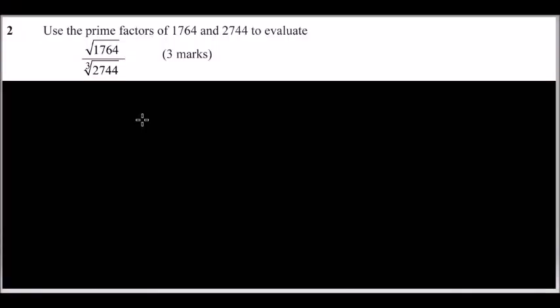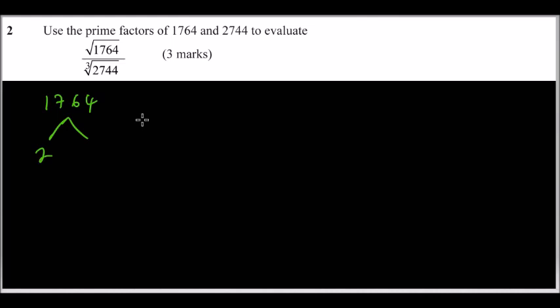Question number 2. Use prime factors of 1,764 and 2,744 to evaluate the square root of 1,764 divided by the cube root of 2,744. So the first thing we do is to write the prime factors of the first number, then the second one. You can use, for example, 1,764. You can use this method.